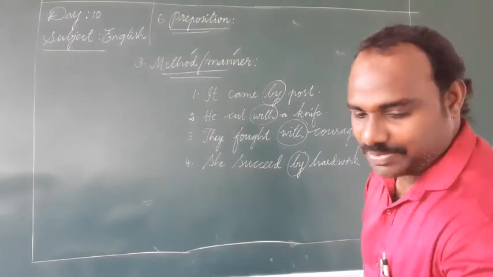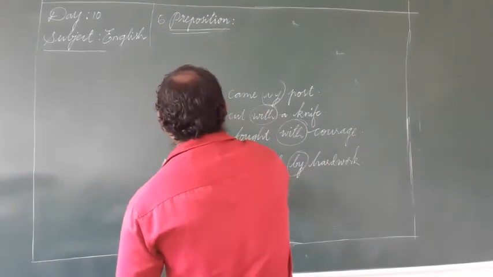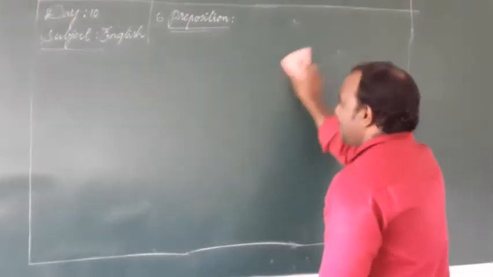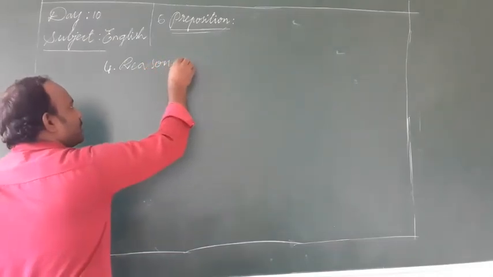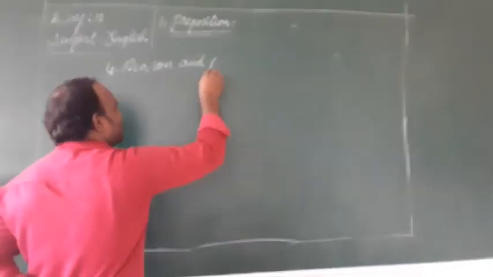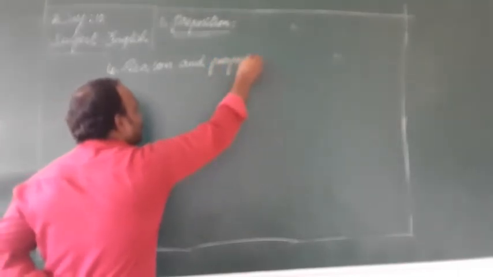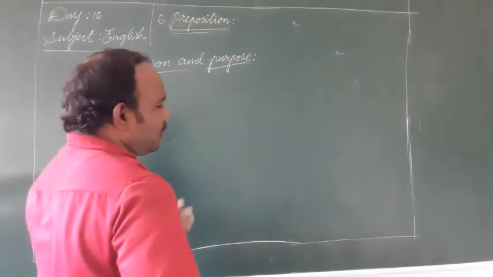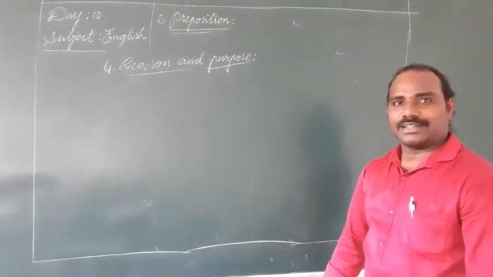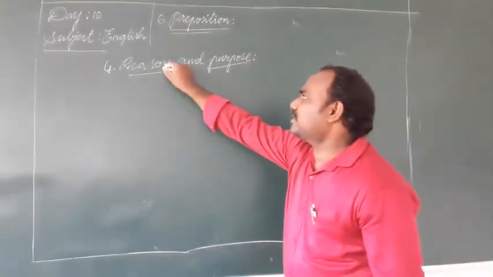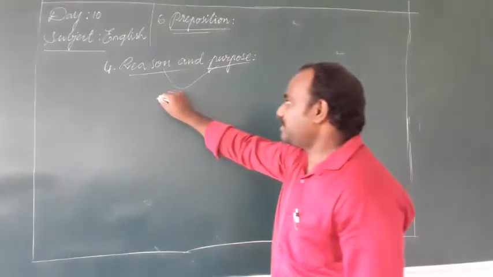Next one, fourth one, reason and purpose. You can understand easily. Why did it happen? There must be a reason for the action that happens in the sentence. Reason and purpose look like the same. We'll see some sentences.